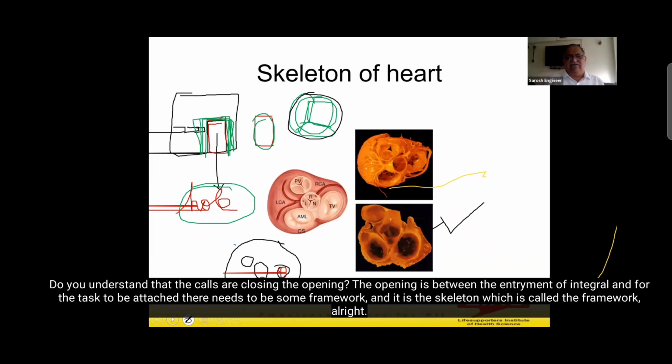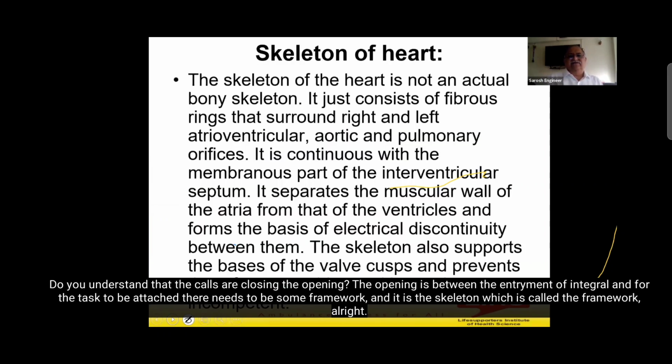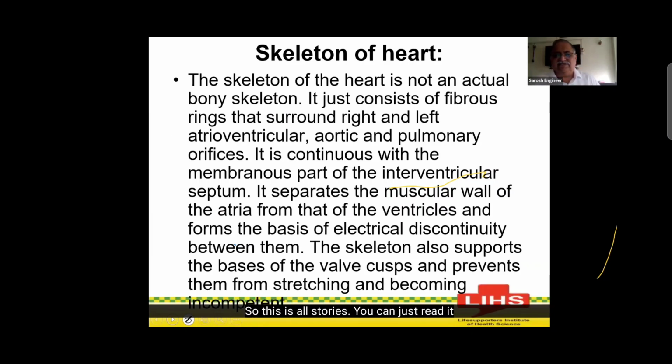You understand that the valves are closing the opening. The opening is between the atrium and the ventricle. And for the cusp to be attached, there needs to be some framework. And it is the skeleton which is called the framework. Right? So this is all stories. You can just read it.